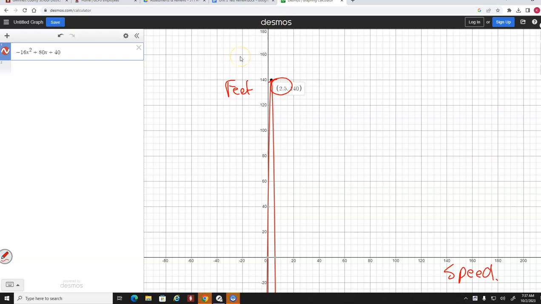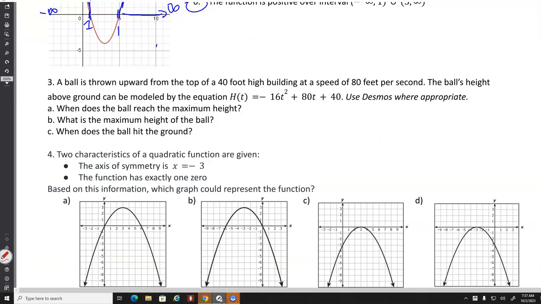Now the second question asks, what is the maximum height of the ball? So of course, then we're referring to a y value of 140 feet. So let me put that right here. So that's 2.5 seconds and 140 feet.